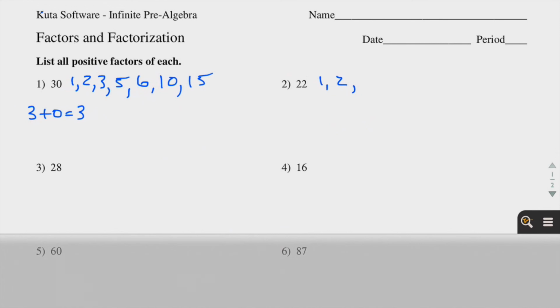Let's check for 11. 11 divided by 22. 11 goes into 22 2 times. 2 times 11 is 22. Subtract those, we get a 0 remainder. So 11 is also a factor of 22.